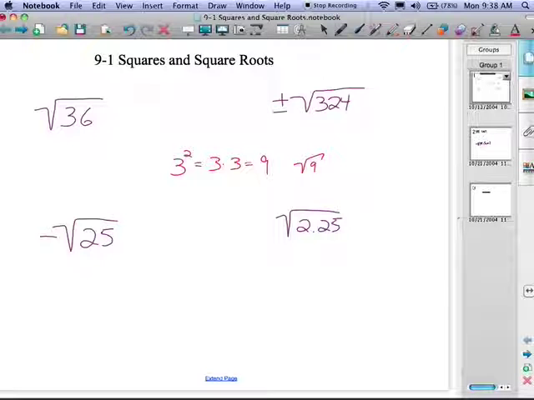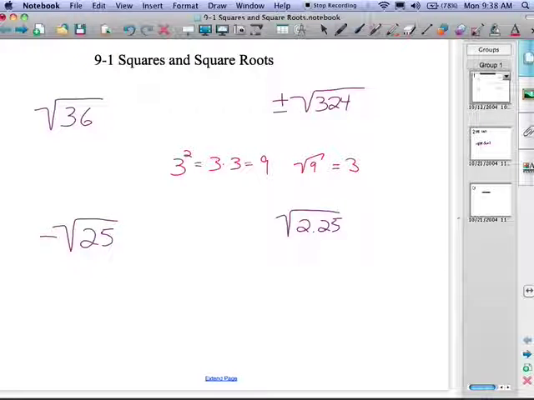So the square root of 9, you ask yourself, what two numbers multiply together to give you 9? It has to be the same number, not one positive and one negative. They both have to be positive or they both have to be negative. The only way to get 9 is to multiply 3 by itself. So the square root of 9 is 3.